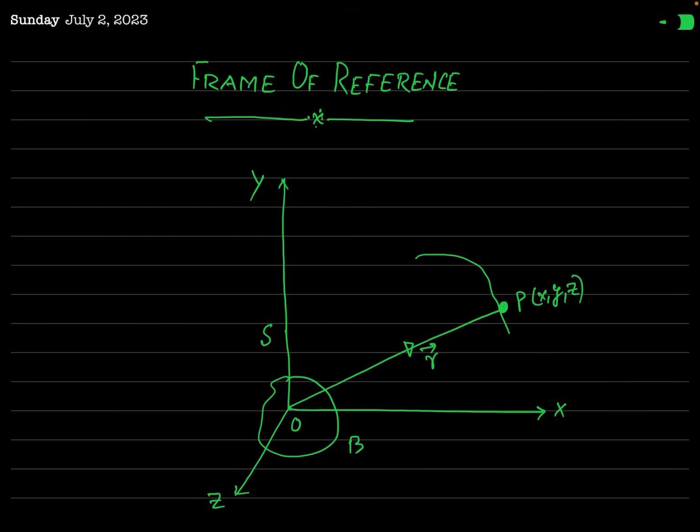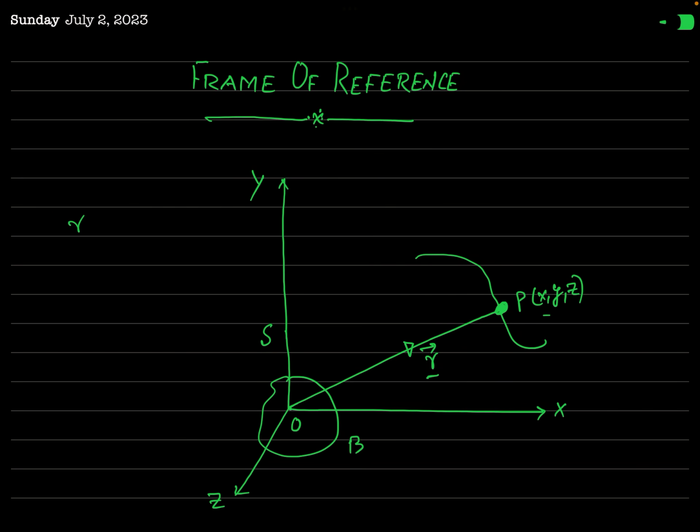Now let us consider that there is a particle in motion, and during its motion at any time t, it is located at this point P. Then the position vector of this particle with respect to the origin of this coordinate system is r. So you can find this r, or this position coordinate, with respect to this origin. That's why we can say that we can describe the state of motion of this particle when we know this position vector r with respect to some reference frame.